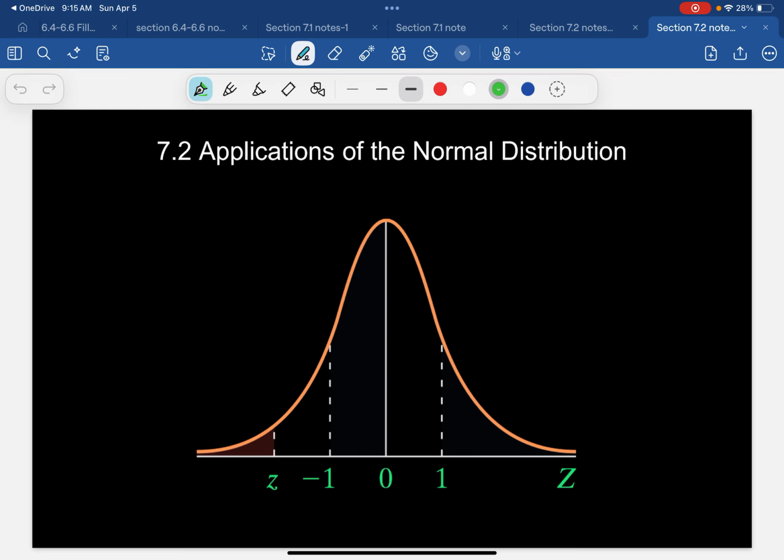So today we're going to start section 7.2, which is basically applications of the normal distribution. What we are going to do here is find the area under the normal curve, but this time it is not the area on one side or the other side. The area could start from anywhere and end at anywhere else. So basically we are finding the area of a random part of this normal distribution curve.